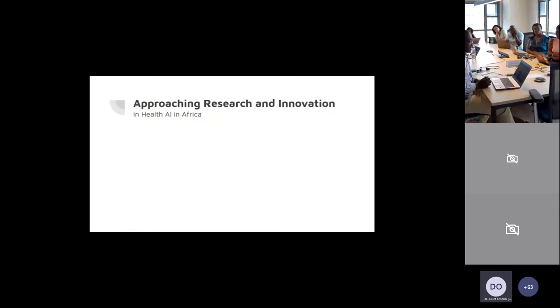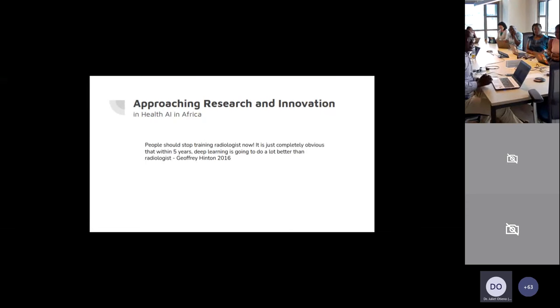And I will start off with a quote from Geoffrey Hinton, who you may know is one of the grandfathers of modern day AI. Back in 2016, this is what he had to say: people should stop training radiologists now. It's just completely obvious that within 5 years, deep learning is going to do a lot better than radiologists. And he said this at a hospital, quite brave of him. This is 2022. I know radiologists who still have their jobs, and some were still going to get their master's degree in radiology. But this is a problem that he has. He's very smart, but he said something that's not so smart.